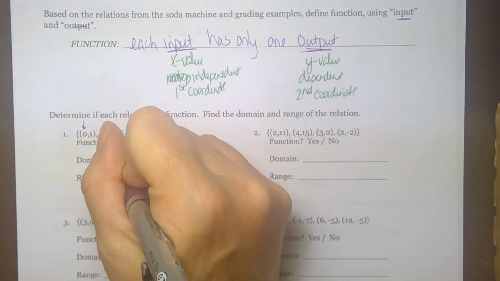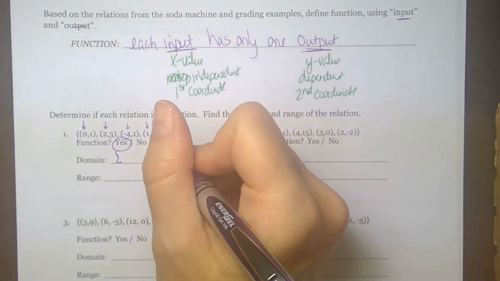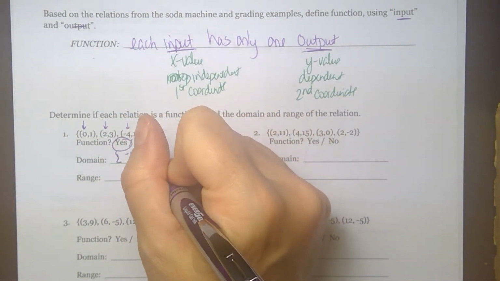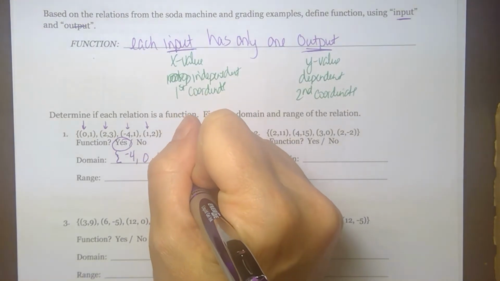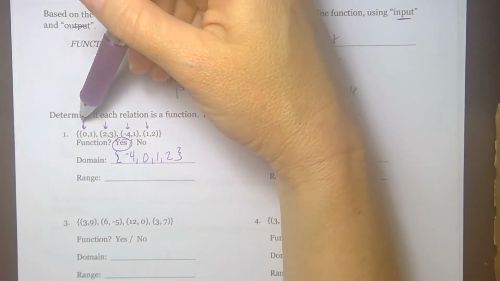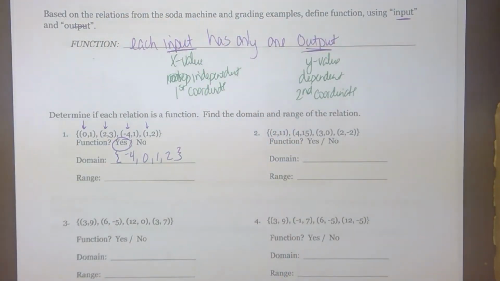So when I give the domain, I give it in fancy braces, and I'm just going to list from least to greatest. The lowest of those 4 values is -4, then I have 0, 1, 2. You could have given them in the order they were found, 0, 2, -4, 1. That's fine. I just usually like to go least to greatest.